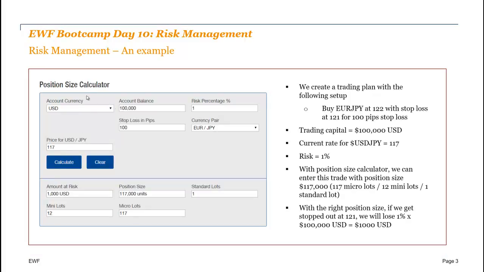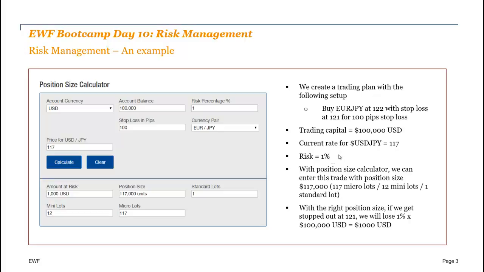Here we take a look at an example of using the position size calculator. We will look at it also in our website next. This is an example. Let's say you want to buy euro yen at 122 with stop loss at 121, so this means it's a 100 pips stop loss, and let's assume that the risk capital is 100,000 US dollars, and then the current rate for the US dollar yen is 117, and we are willing to risk 1%.